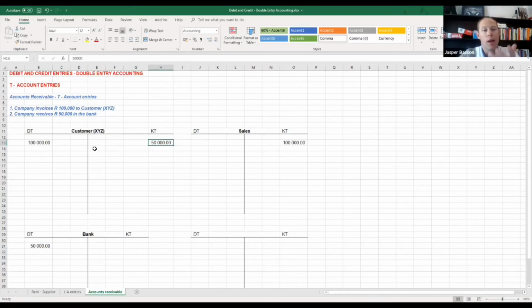The customer is an asset, and the moment the asset decreases, it goes to the credit side, or the right hand side. So in this case, the company has issued an invoice for 100,000 rand. It receives through the bank 50,000 rand. So in the books of the company, the customer will still owe 50,000 rand.